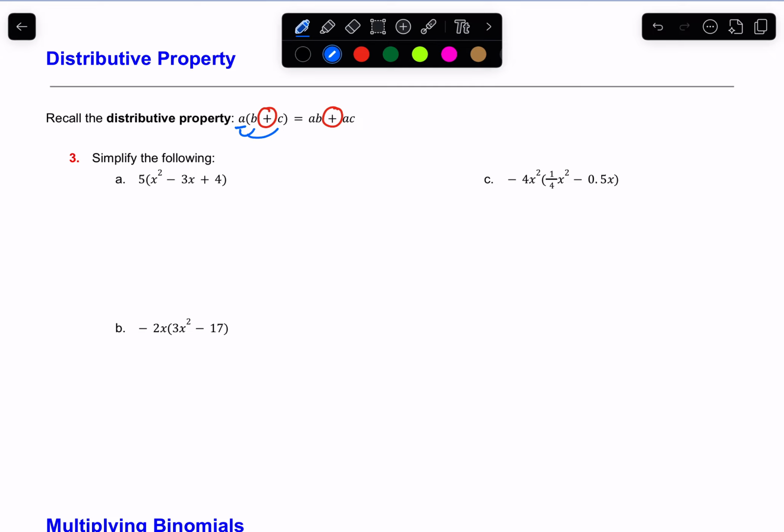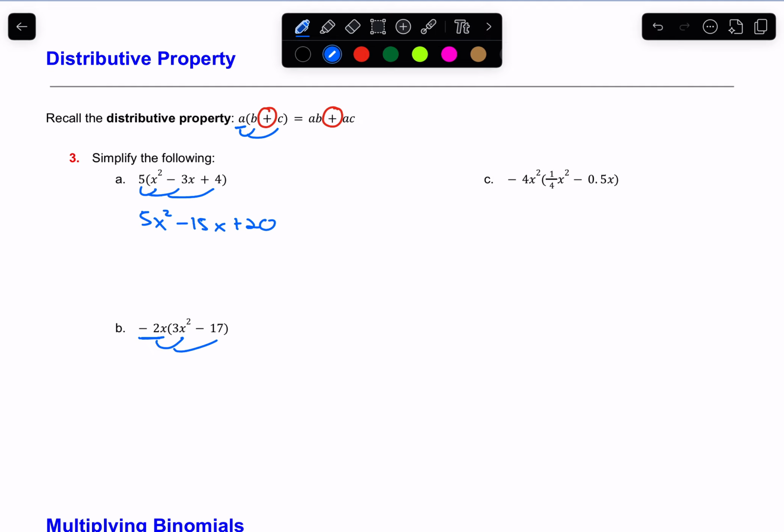If we apply this for number 3, part A, we multiply 5 times an x squared, 5 times a negative 3x, and 5 times a 4. We get 5x squared minus 15x plus 20 when we work that out. For part B, we're going to multiply the whole thing in front, negative 2x, times each thing inside. Looks a little bit more complicated, but it's the exact same idea.